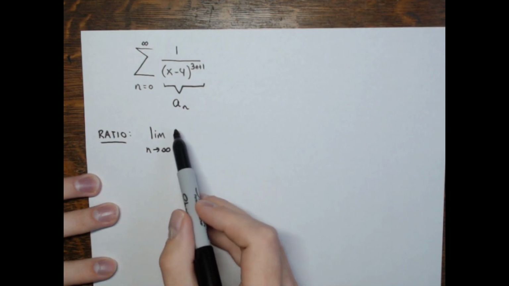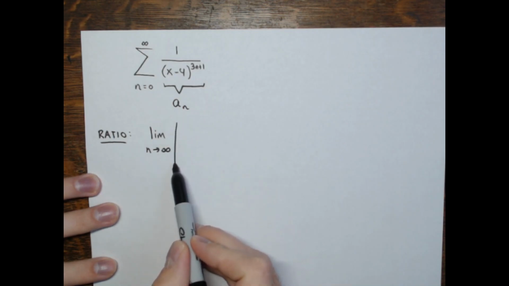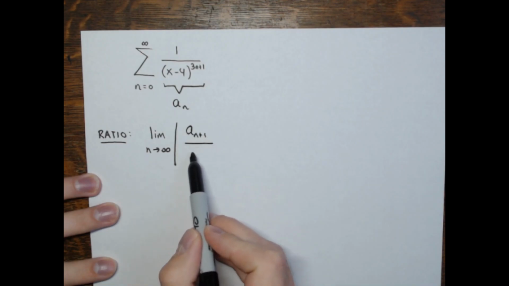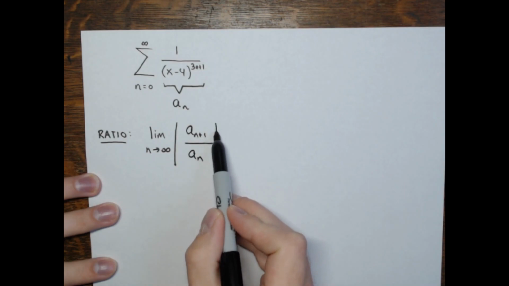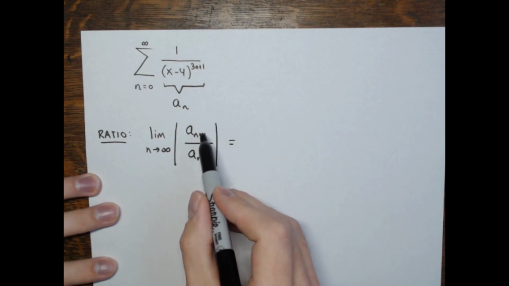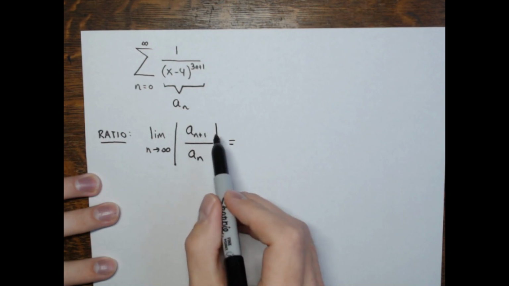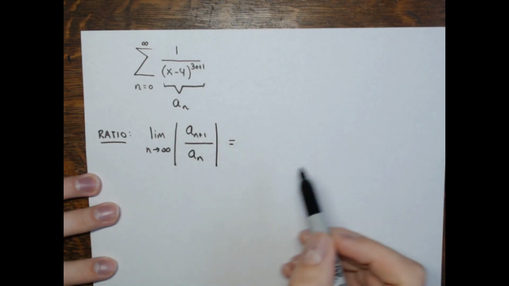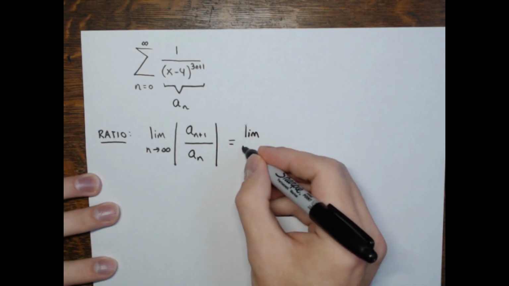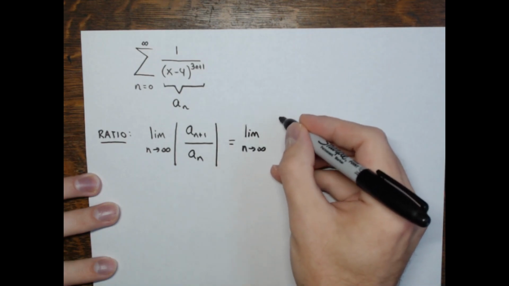So we have the limit as n approaches infinity, remember, of the absolute value of the n plus first term to the nth term. What happens to the ratio of every term to the term before it, as you go down the series? Limit as n approaches infinity of the absolute value.